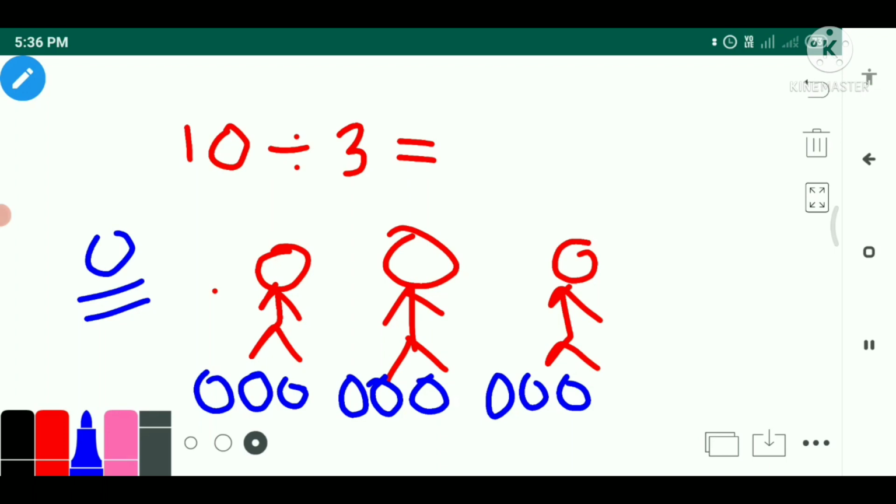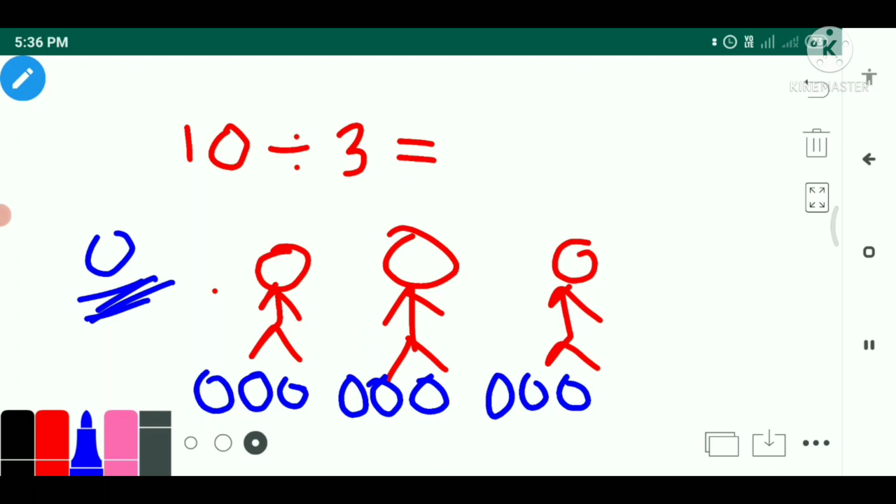If I give it to the first student, then she will get 4 chocolates. If I give it to the second student, then she will get 4 chocolates. And if I give it to the third student, then she will get 4 chocolates. But in division, what do we have to do? We have to divide, we have to share equally. So the leftover chocolate is what?